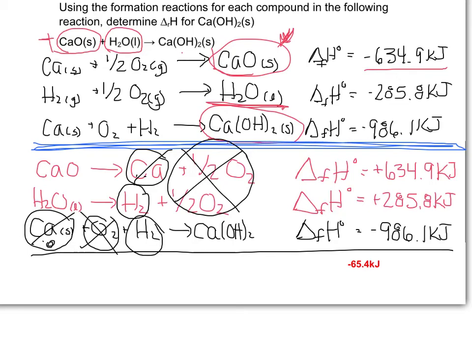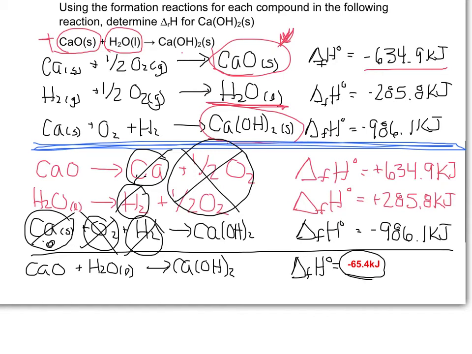So just like in electrochem, when we were adding half reactions, we can cancel things out. All right, so I cancel out my H's as well, and I'm left with CaO plus water as a liquid makes calcium hydroxide. Okay, so now all I did was add all of those up. So what I'm going to do is add up the enthalpies of formation here. And I'm going to get that they all equal negative 65.4 kilojoules. So that means that to form 1 mole of calcium hydroxide, 65.4 kilojoules of energy are released.